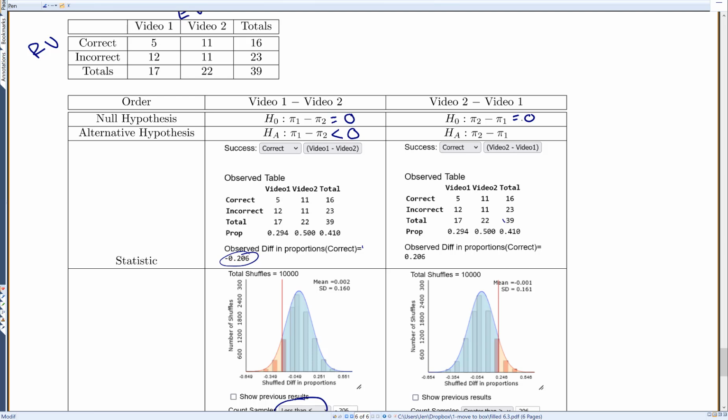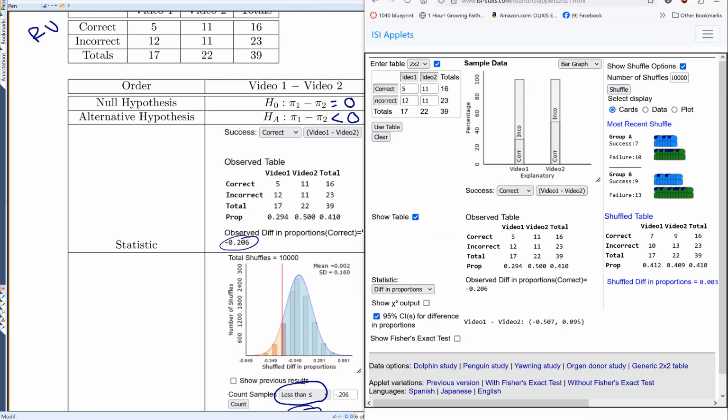Well, my null is still always an equals. But now we do video 2 first, and video 2 was supposed to be the bigger one, and video 1 is supposed to be smaller. So when I do a bigger number minus a smaller number, I should get something that's bigger than 0. So we're going to do a greater than. And let me show you on the applet.